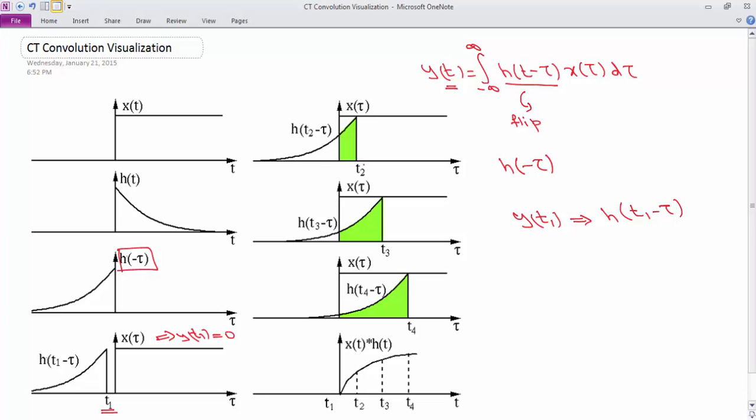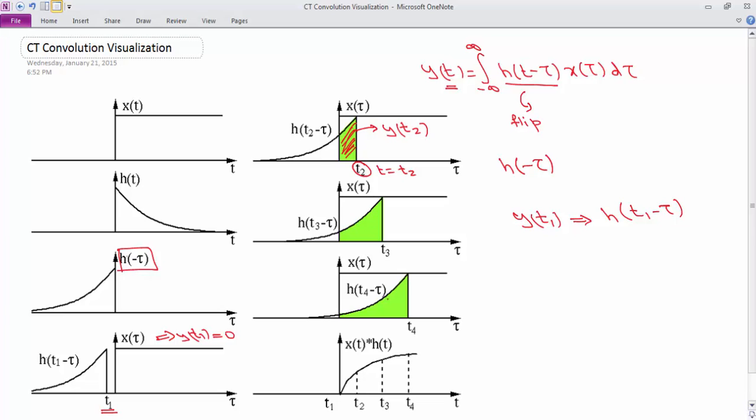If I am computing y of t at t equal to t2, and t2 is some positive value, then I'm going to shift h of minus tau to the right. Then I multiply h of t2 minus tau with x of tau, and this is what I get. This is the multiplication, everything else will be 0. And then I compute the area under the curve. This is the area. So whatever is the value of this area, that is my y of t2.